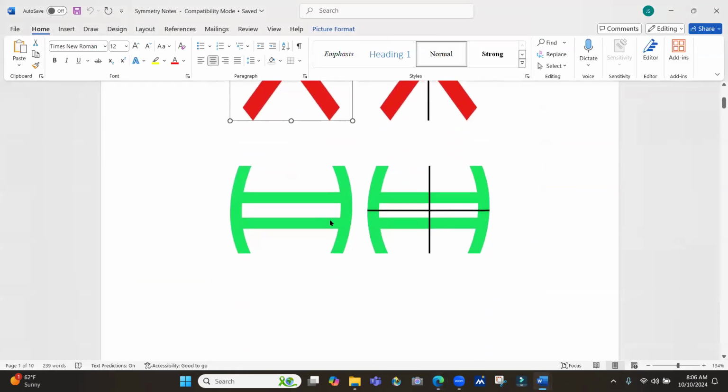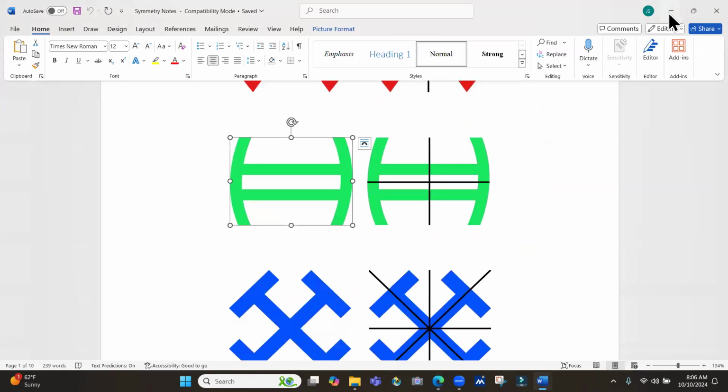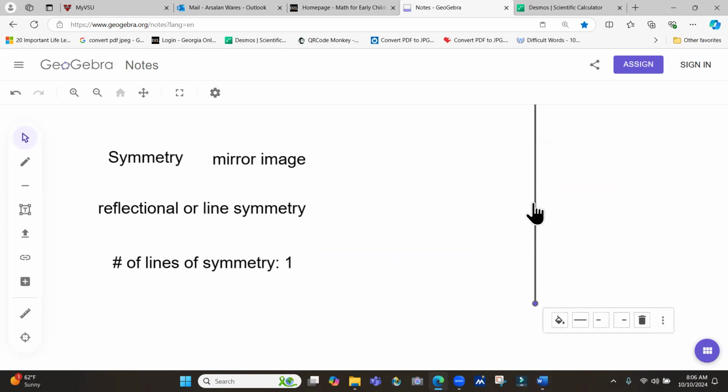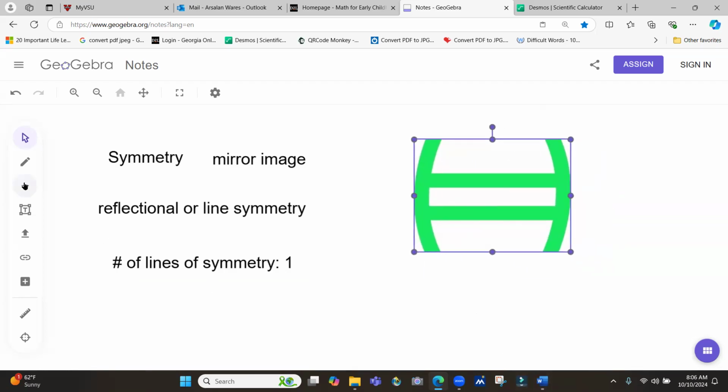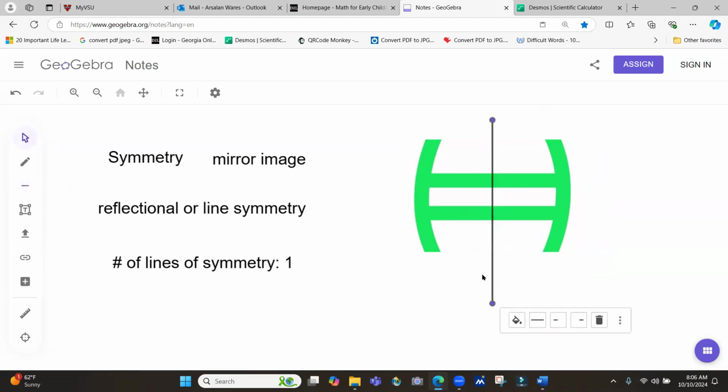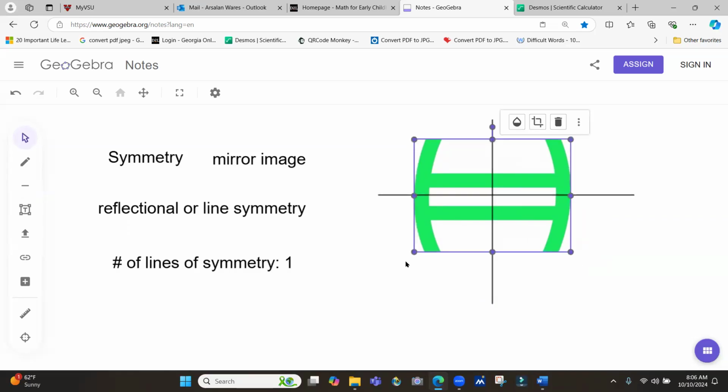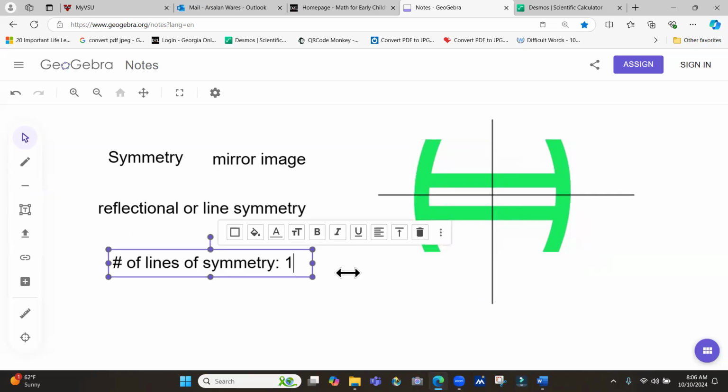Let's bring another shape here. This shape has actually two lines of symmetry. You can do a vertical line. The left and right hand side will match. They will be mirror image of each other. And you can do a horizontal line too, and the top part will match the bottom part. So how many lines of symmetry does this shape have? The first question I can ask you, does it have reflectional symmetry or line symmetry? The answer is yes. How many lines of symmetry exist? Two.